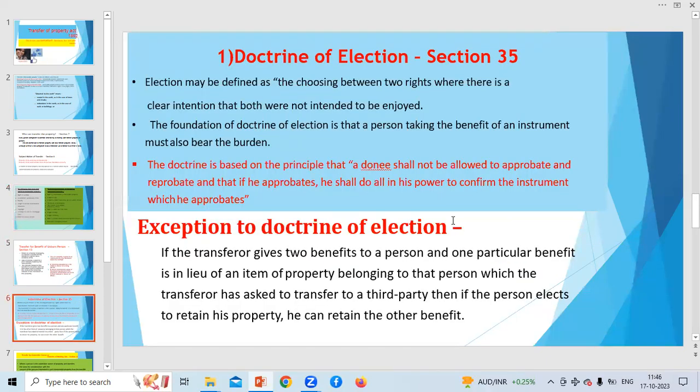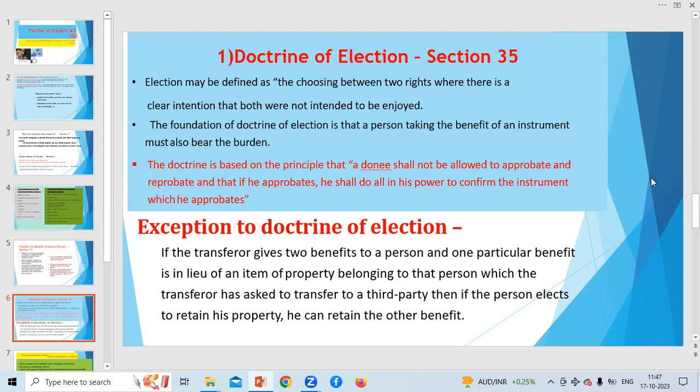We'll go for the doctrine of election. Section 35, repeat it, Section 35 for the doctrine of election. Election may be defined as the choosing between two rights where there is a clear intention that both were not intended to be enjoyed. Very important. The foundation of the doctrine of election is that a person taking benefit of an instrument must also bear the burden.